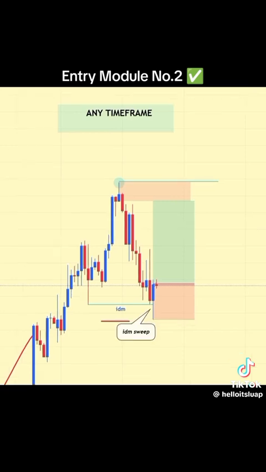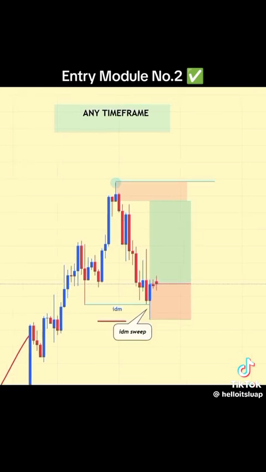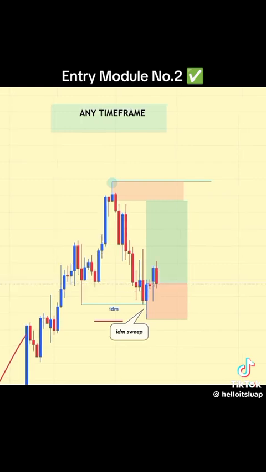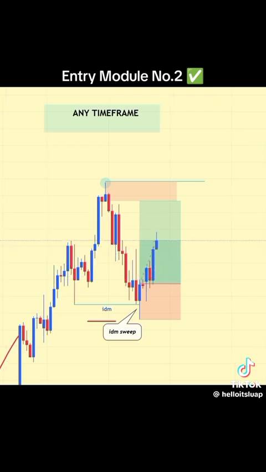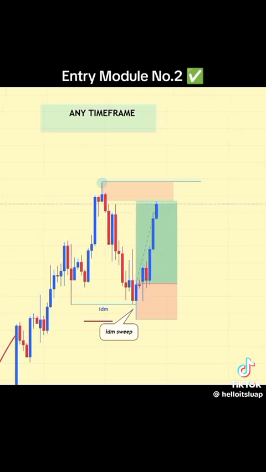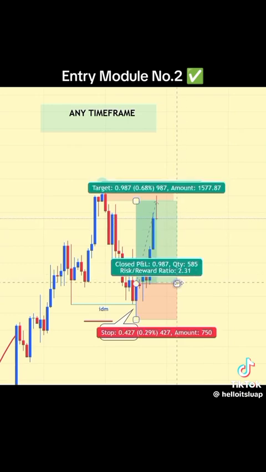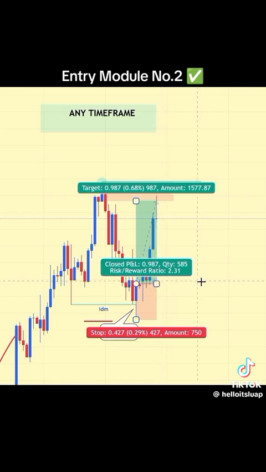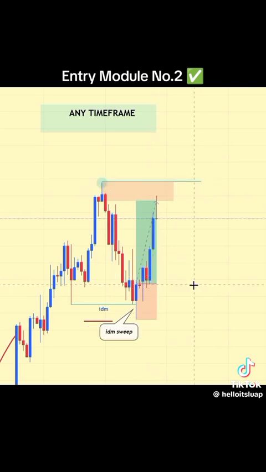If I run price right here, you can clearly see that price is eventually heading towards the external liquidity. Price is going up and up and up. And exactly right there, price achieved my take profit, and I secured a risk reward of 2.31. So someone else would still be looking forward for price to come all the way down to mitigate his or her order block or order flow before targeting the external liquidity. But as you can see, price is heading towards the external liquidity.